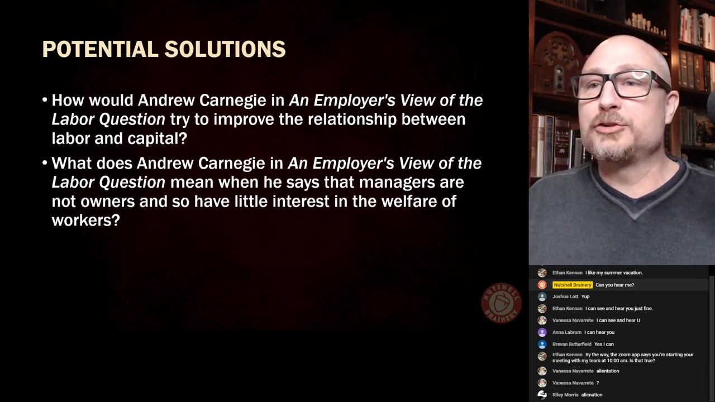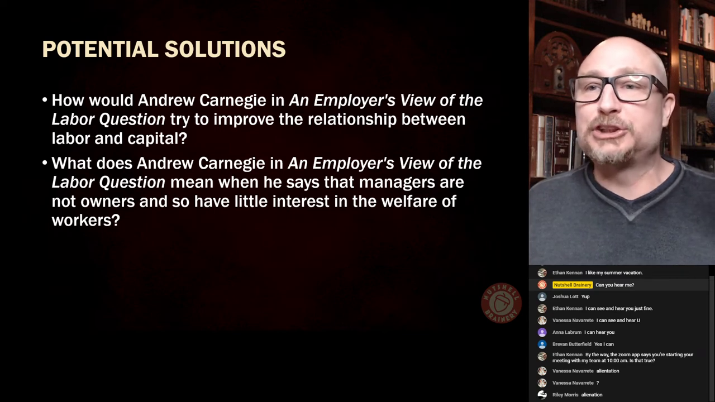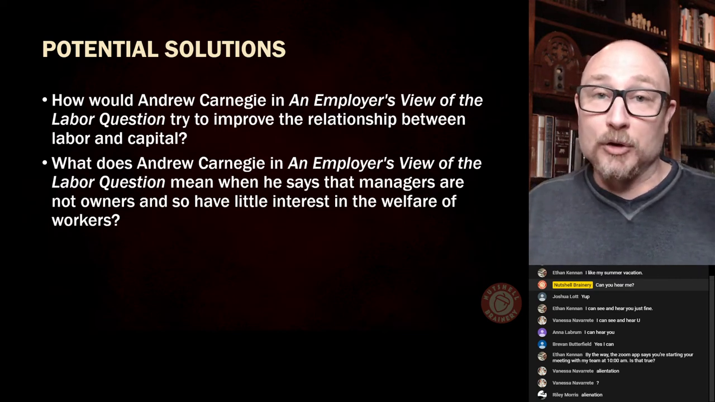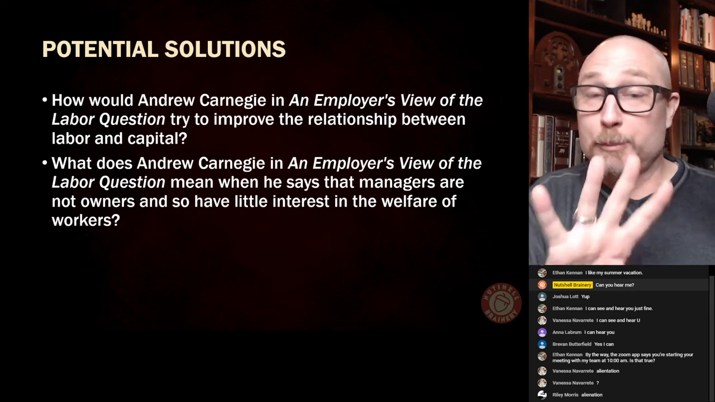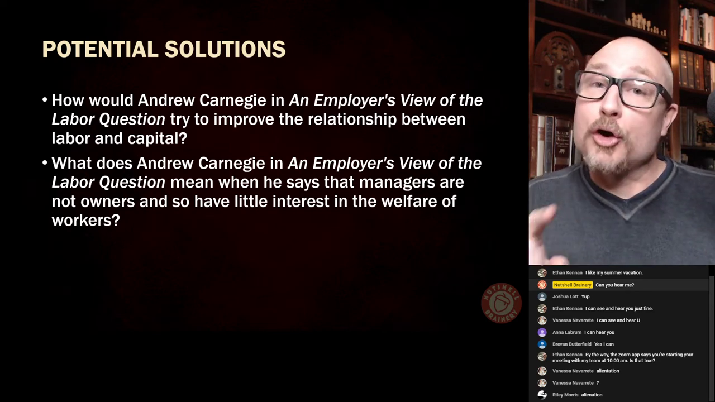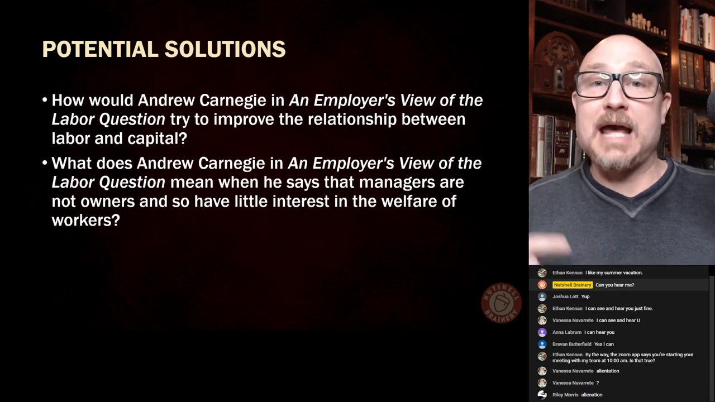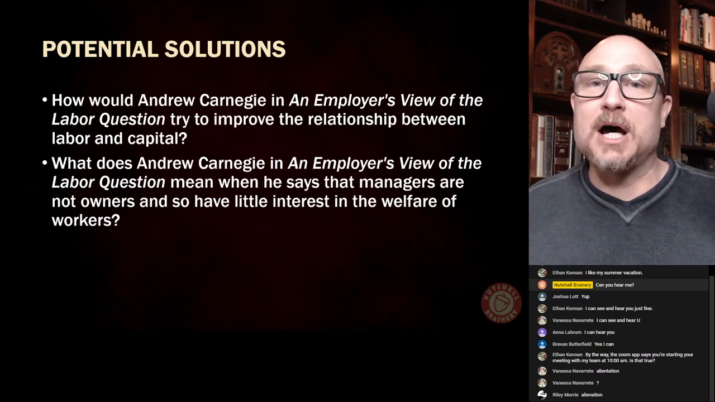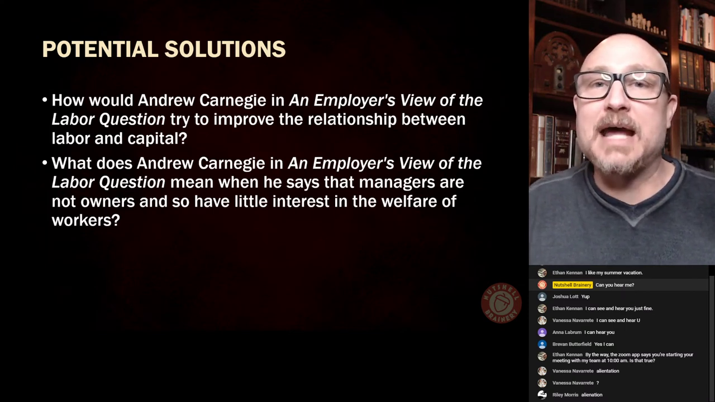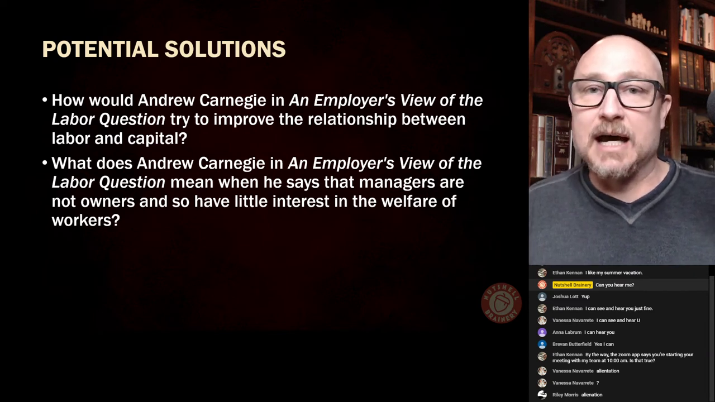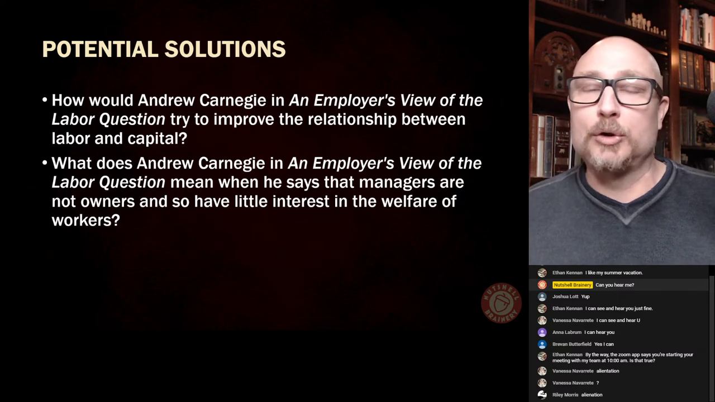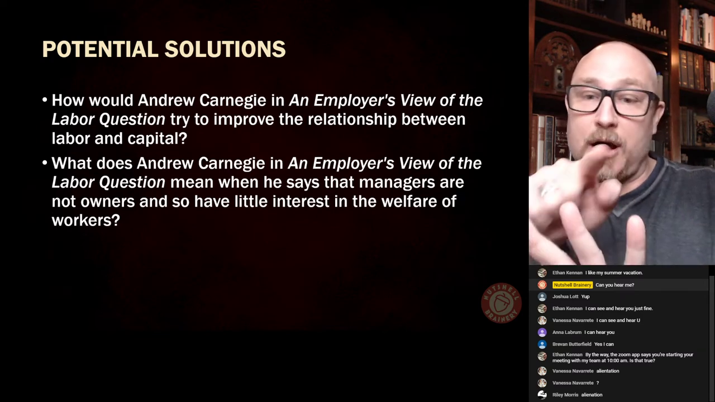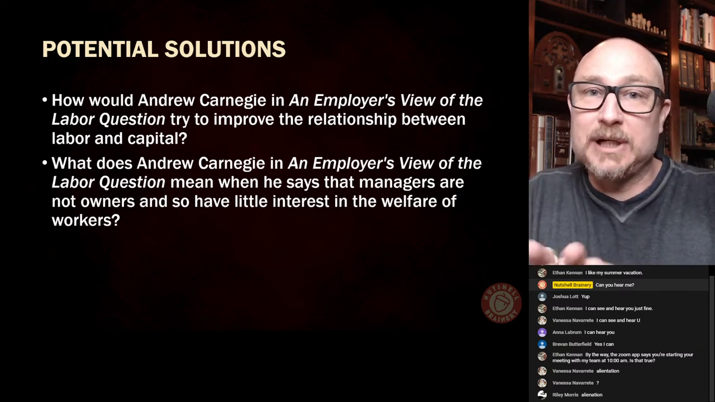He wanted to improve the relationship between labor and capital. Now, there were four ways that he wanted to improve the relationship. Go back to the presentation at mycoursehub.net. The link is in the announcement and in the study guide. Pull up the one on Andrew Carnegie and the Employer's Worldview, and you'll see on a slide the four things he says we need to do.